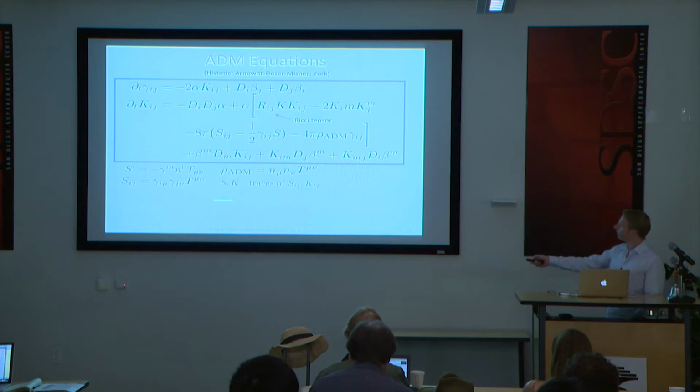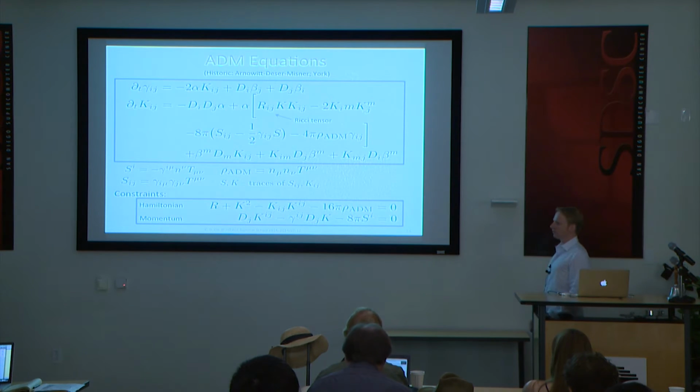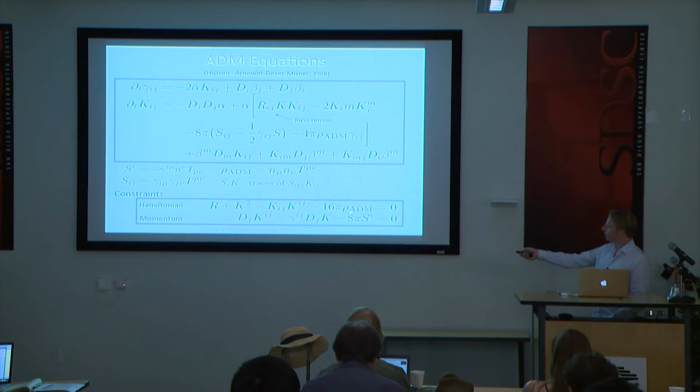All over here, these are just definitions so that you know what goes into them. And we have the constraint equations, the Hamiltonian constraint, which is an energy constraint, and a momentum constraint, which is vectorial. And here is the source. This comes from the stress energy tensor. And here's the momentum source. Here's the energy source. All right, so great.